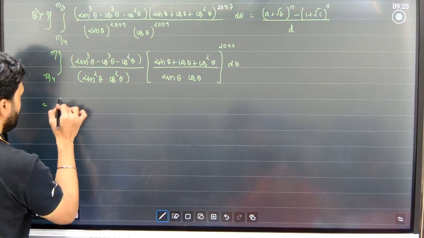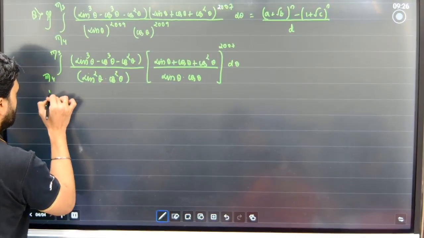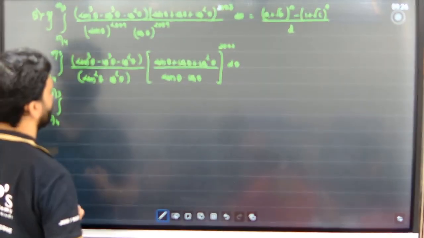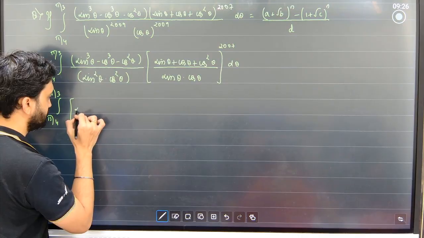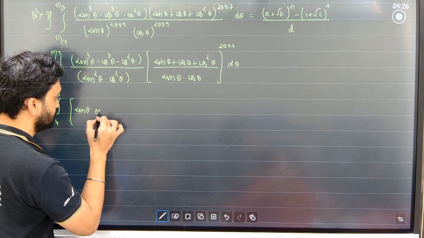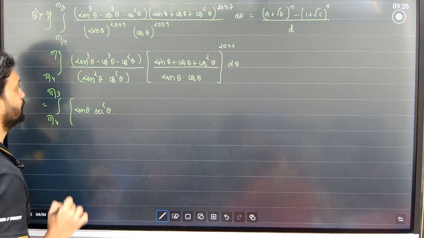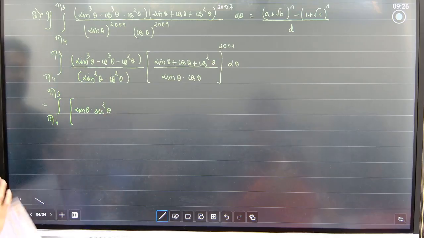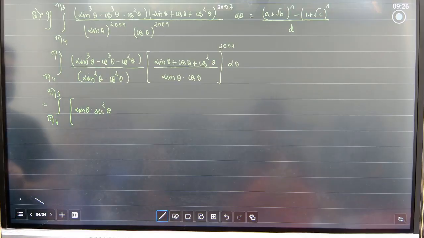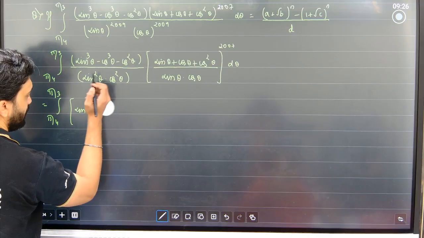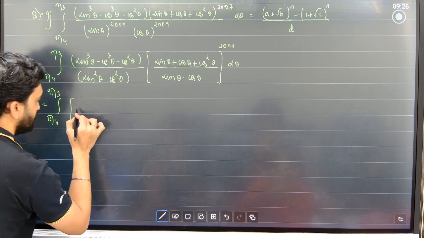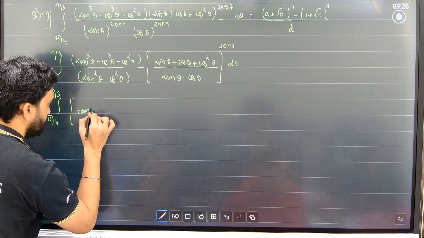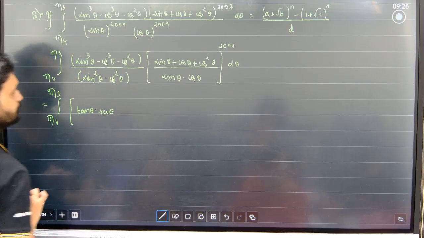Now if I simplify this, this will become pi by 4, this will become pi by 3. Sin cube theta upon sin square theta cos square theta will become sin theta into sec square theta. What I have done is I am just separating it. Now sin theta into sec square theta, so I can simplify it. One sin will cancel, I am left with one sin, so I'll write tan theta into sec theta. This looks good.